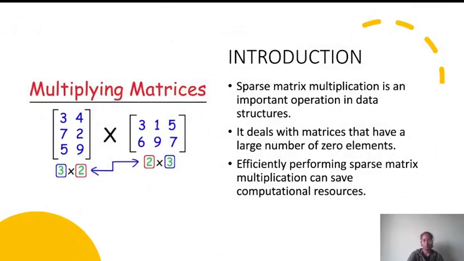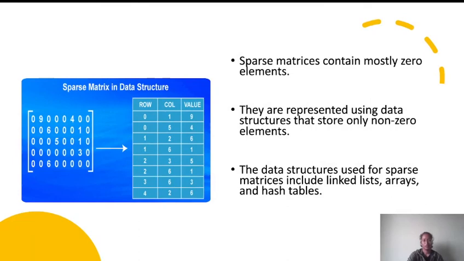Introduction. Sparse matrix multiplication is an important operation in data structures. It deals with matrices that have a large number of zero elements. Efficiently performing sparse matrix multiplication can save computational resources. Sparse matrices contain mostly zero elements. They are represented using data structures that store only non-zero elements. The data structures used for sparse matrices include linked lists, arrays, and hash tables.